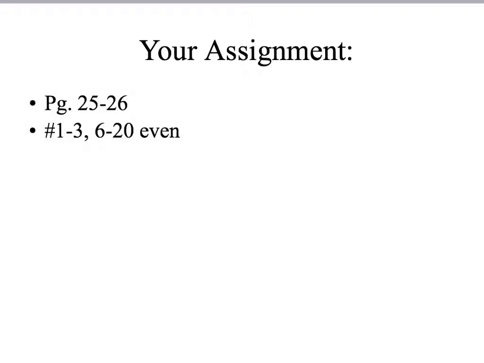All right, and last but not least, your assignment out of the workbook. I want you to do pages 25 to 26, numbers 1 through 3 all, and then 6 through 20 even. That is all.